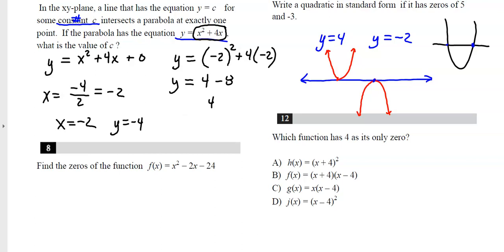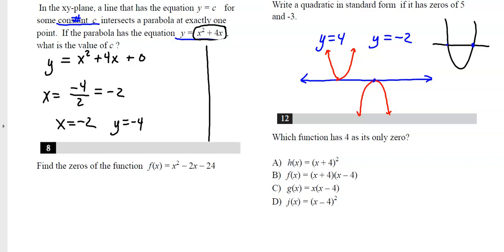So let me get rid of this to show you what's going on. So I have some sort of graph, and I know that the vertex is at -2, -4. So -2, -4, there's the vertex. There's a positive 1 in front, so I know it's going over 1, up 1, over 2, up 4. And it's going to look something like this.